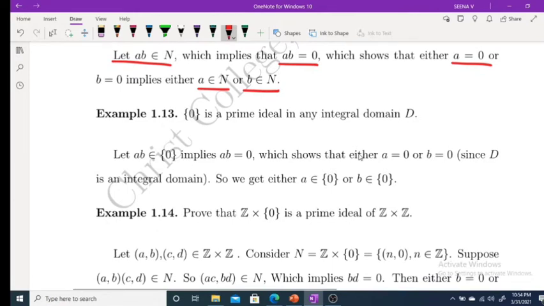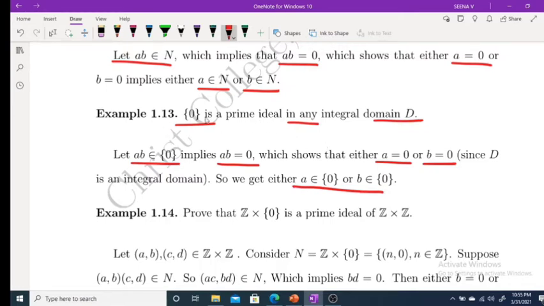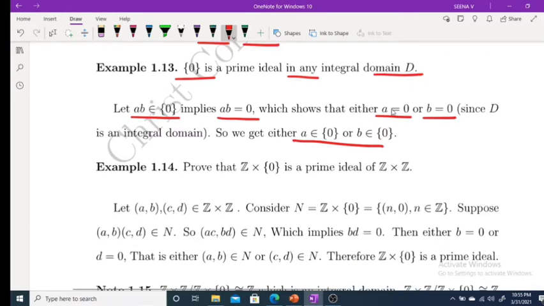Now next one, {0} is a prime ideal in any integral domain. Let ab belong to {0}, which implies ab equal to 0. That implies either a equal to 0 or b equal to 0, because D is an integral domain. Integral domain means it has no zero divisors. That means ab equal to 0 implies either a equal to 0 or b equal to 0, that means either a belongs to {0} or b belongs to {0}. This implies 0 is a prime ideal in any integral domain.